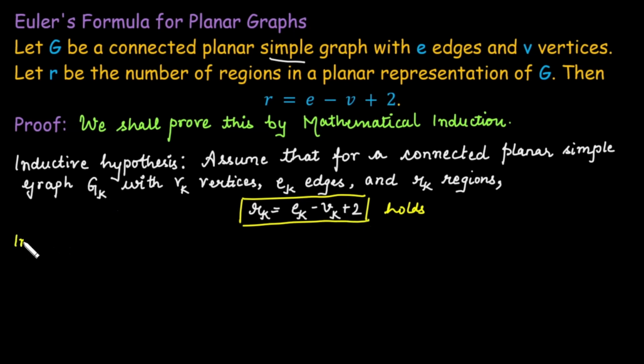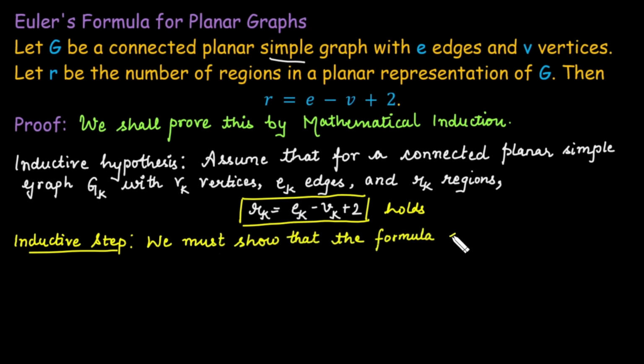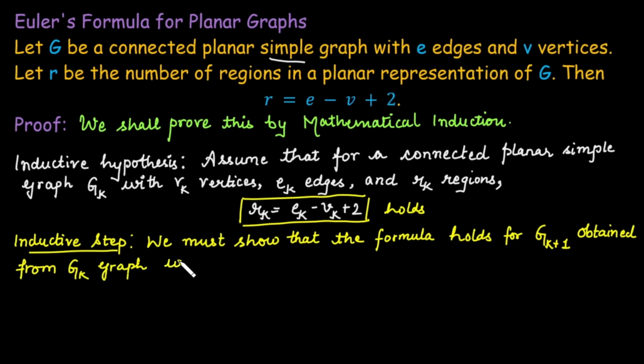Now we will go to the next step, that is the inductive step. In this case, we will introduce a new graph, Gk plus 1, with the help of Gk. So, in this case, we must show that the formula holds for the Gk plus 1 graph, that is obtained from the Gk graph with two possibilities.